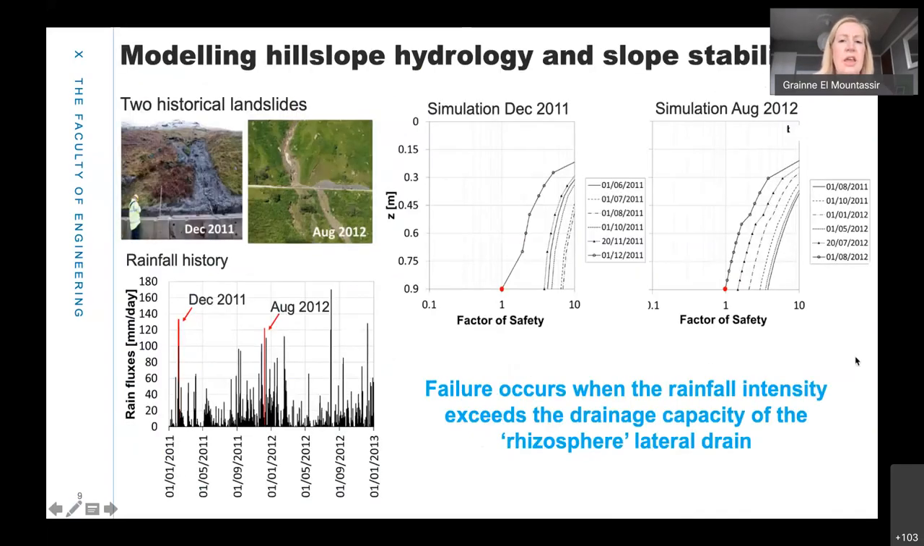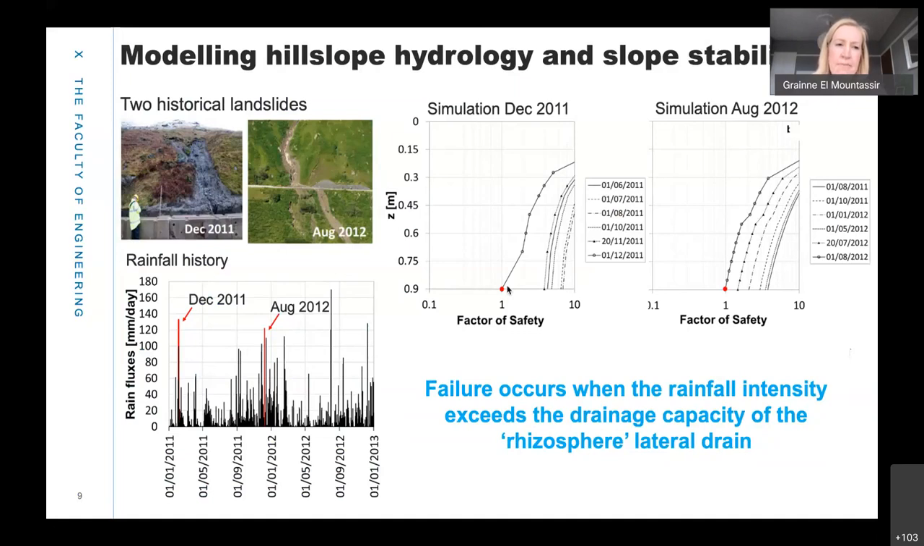And so to validate the model that they produced, they were able to reproduce two historical landslide events, one occurring in December 2011 and one in August 2012, by inputting the rainfall flux. We're showing here the evolution of the factor of safety, that is the ratio of the available shear strength to the acting shear stress. And when that becomes less than or equal to one, the slope reaches an unstable condition. The evolution is shown with time and also with depth into the slope. In both cases, the failure occurred at the interface between the bedrock and the soil. And that was confirmed in the field surveys that were undertaken after these landslide events.